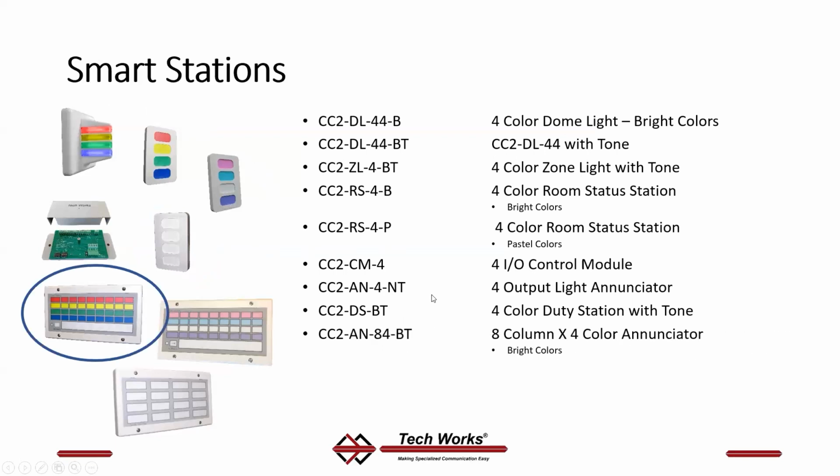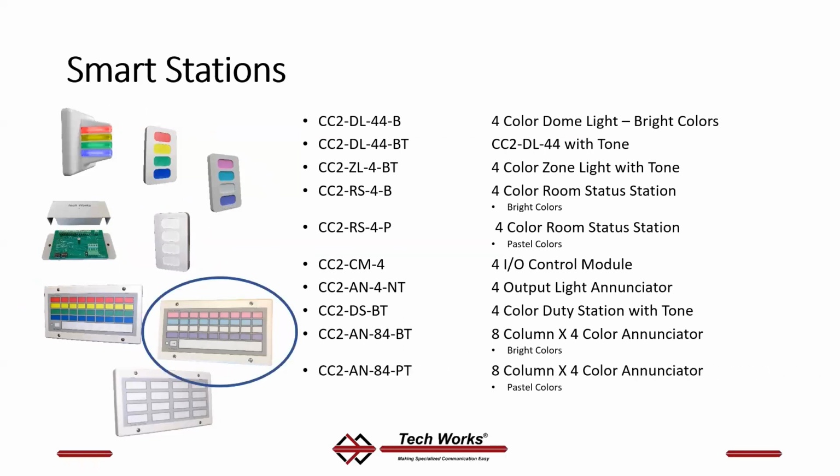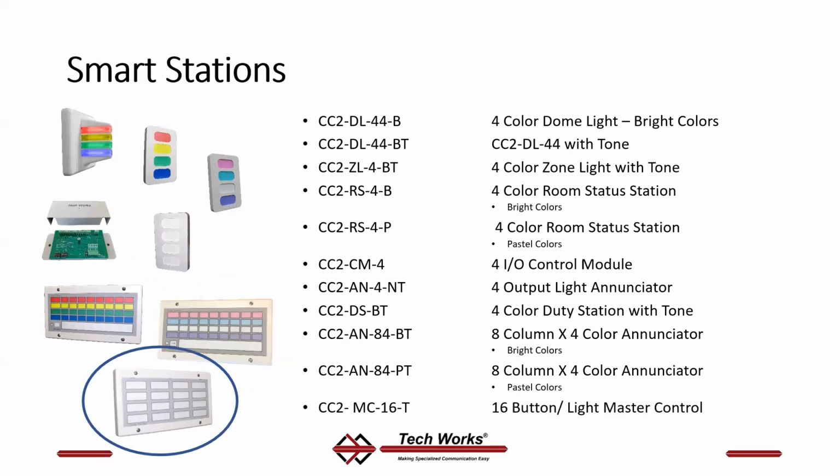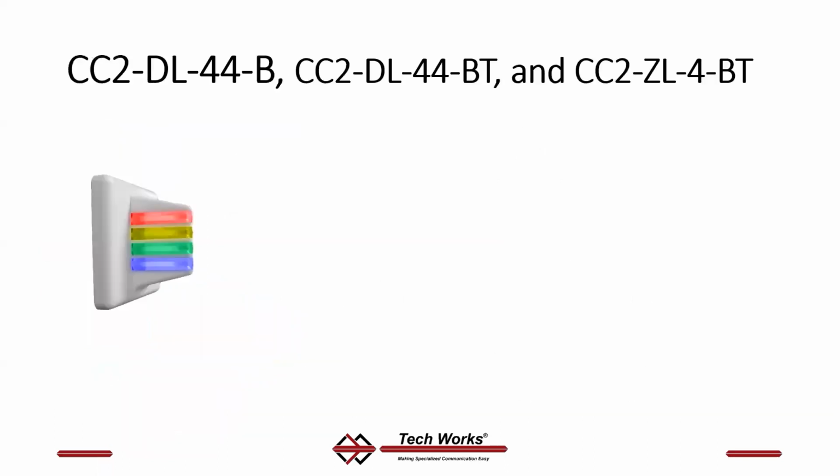The CC2-AN84BT is our standard, been here for 20, 30 years, 8-column by 4-color annunciator, bright colors. We also make a companion for the pastel colors, which is 8 columns, 4 colors, pastel. We also make the CC2-MC16T, which is a 16-button and light control station. So we'll talk more about all these in detail.